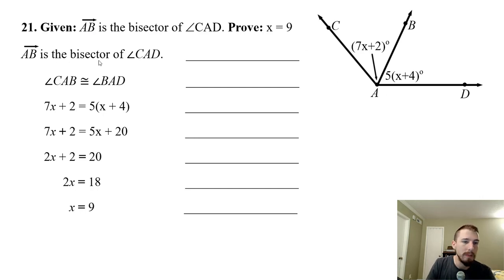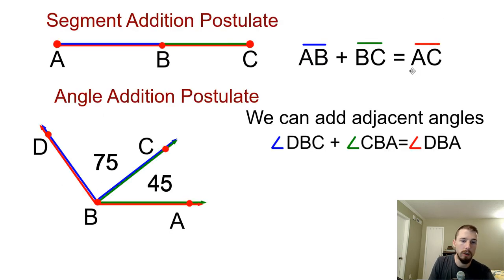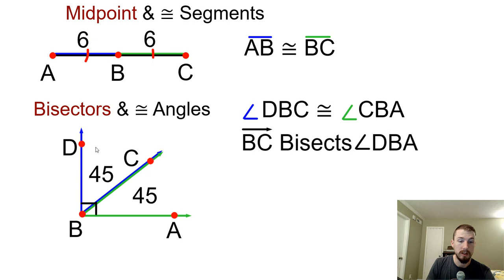So they say AB is a bisector of CAD. Well, that was told in the given part, so the first reasoning is just that it was given to us, so that's often what the first one is. And then after that, they tell us that angle CAB is equal to angle BAD. Well, how do we know that these two angles are congruent? If we go back, we know those angles are congruent because it's a bisector, right? And bisectors cut angles in half.